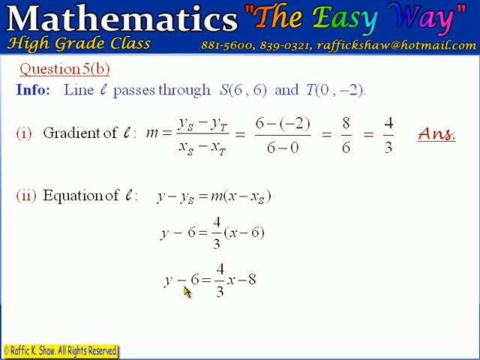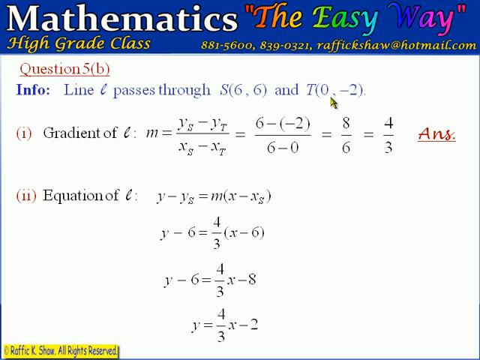And then if we take this negative 6 over to this side and add it, we get negative 8 plus 6 on this side. And so the result is y equals 4 divided by 3x minus 2. And that's it if we're using the point gradient form.